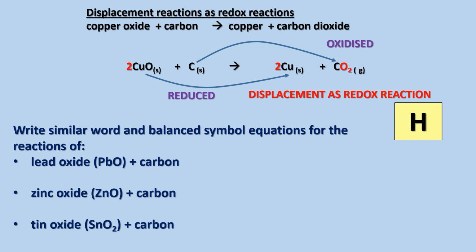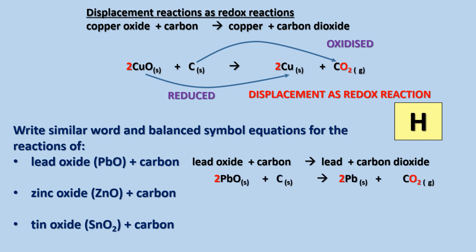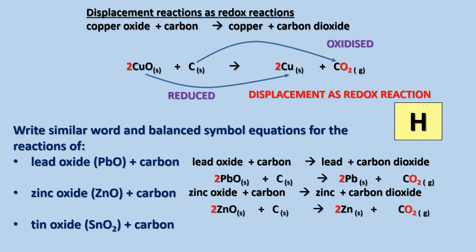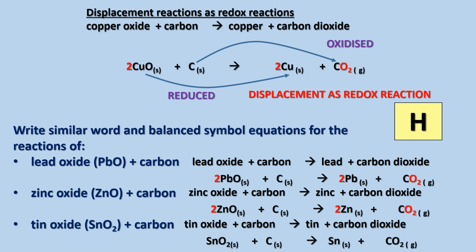And hopefully you're back. This is higher but not higher plus. Lead oxide plus carbon goes to lead plus carbon dioxide. There is your symbol equation. Zinc oxide plus carbon goes to zinc plus carbon dioxide, and there's your symbol equation. Tin oxide plus carbon goes to tin plus carbon dioxide, and there's your symbol equation. Okay?